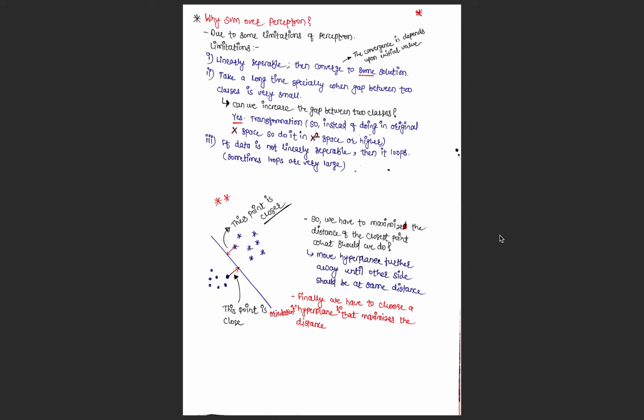Second disadvantage is that it takes a long time, especially when the gap between classes is very small. Suppose the hyperplane margin is very small, meaning this class data and this class data are not well separated, then it will be a limitation of perceptron. It will not converge fast.